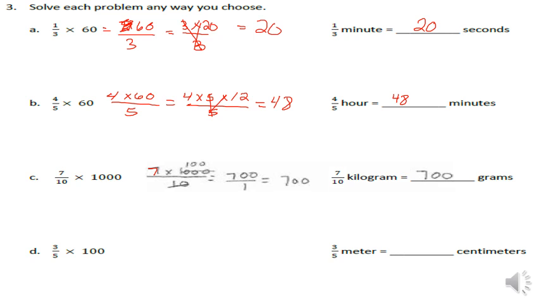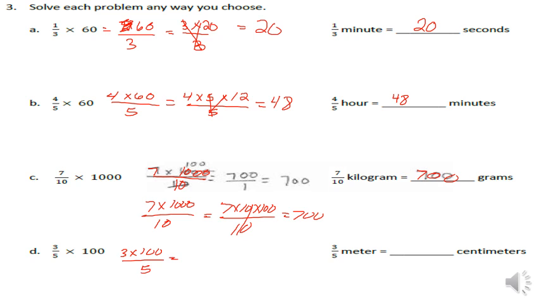They've already done C for us, but just in case they haven't, because sometimes my book's different, you can see what they did. They did 7 times 1,000 here over 10. And I'm going to decode it for you here, because 7 times 1,000 over 10. Decoding that is 7 times 10 times 100 over 10. Take out the 10, so we got 7 times 100, which is 700. So that'd be 700 grams.